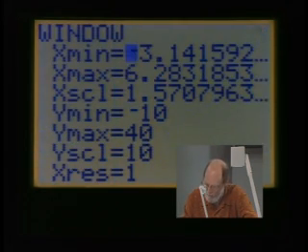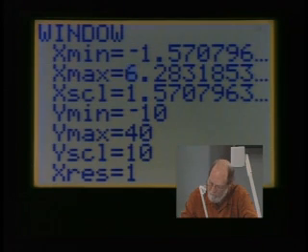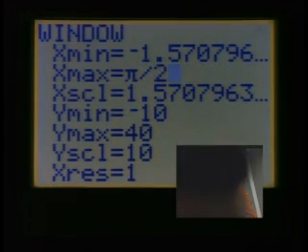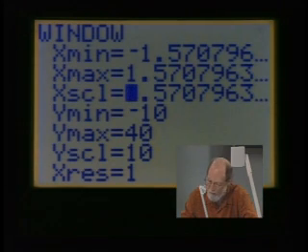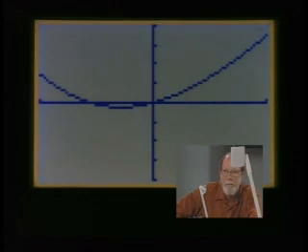I guess I could modify that window. How about negative pi divided by 2, how about pi divided by 2, and just put tick marks every pi divided by 2 and see what we get here. Now I'm going to come down here and make this minus 4 to 4, 1, see what I get. Still doesn't look too hot. Check that out. This thing actually dips negative a little bit in there, and that's because of the oscillation going on because of the sine.